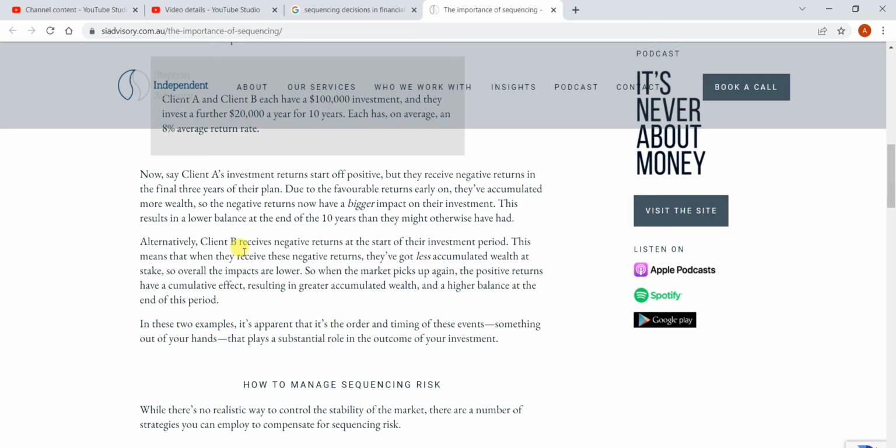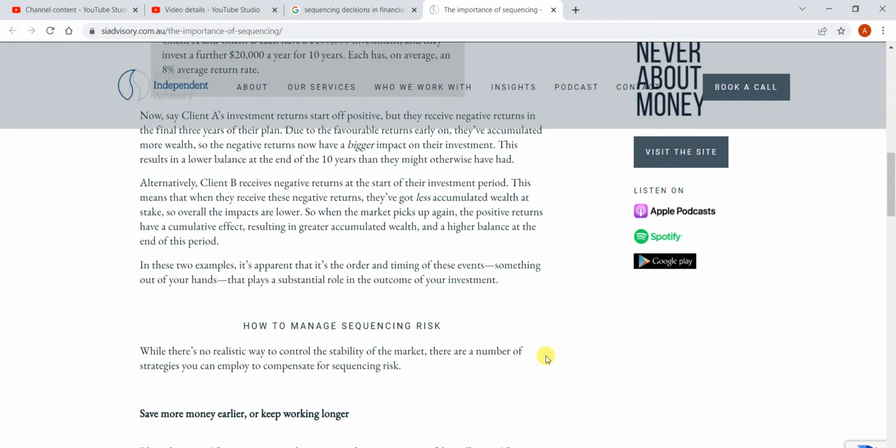Alternately, client B receives negative returns at the start of their investment period. This means that when they receive these negative returns, they have less accumulated wealth at stake. So overall the impact is lower. When the market picks up again, the positive returns have a cumulative effect, resulting in greater accumulated wealth and a higher balance at the end of this period. In these two examples, it's apparent that the order and the timing of these events, something out of your hands, play a substantial role in the outcome of your investment.